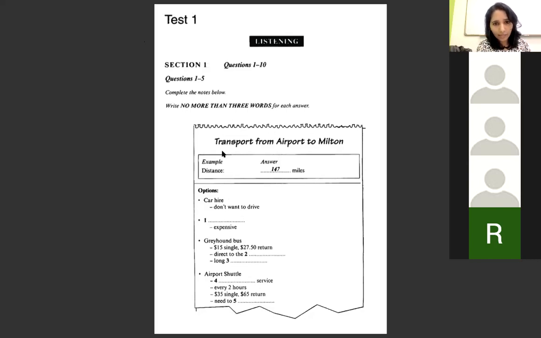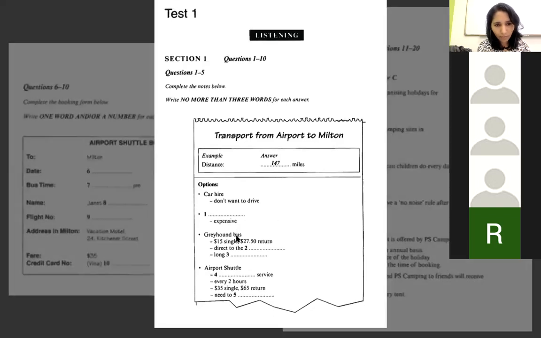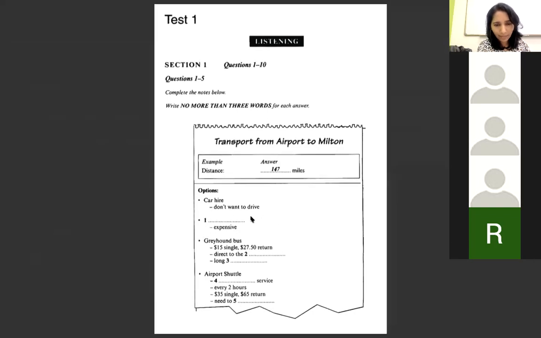Then you listen for this answer. So if you look at this, what does it say? Distance, so many miles. Car hire, the options are don't want to drive. Then something is expensive. Greyhound bus. No, the first one, something is expensive. Maybe, so here it's car hire.